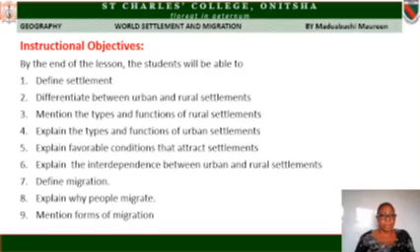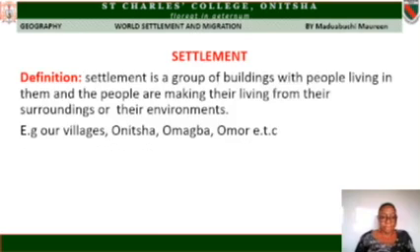Instructional objectives. By the end of the lesson, you students will be able to define settlement, differentiate between urban and rural settlements, mention the types and functions of rural settlements, explain the types and functions of urban settlements, explain favorable conditions that attract settlements, explain the interdependence between urban and rural settlements, define migration, explain why people migrate, mention forms of migration.